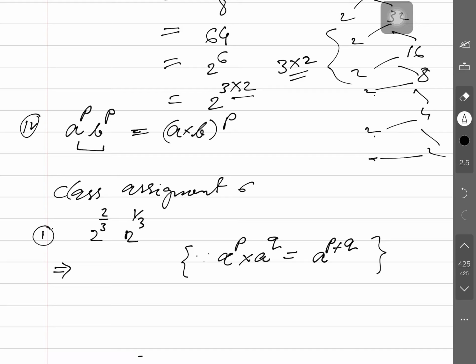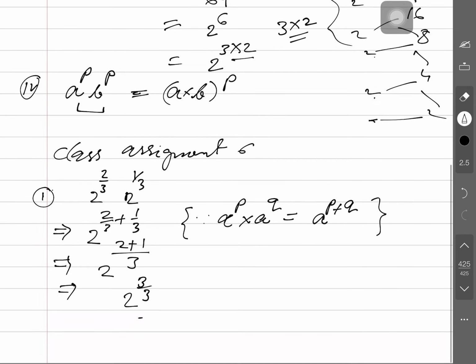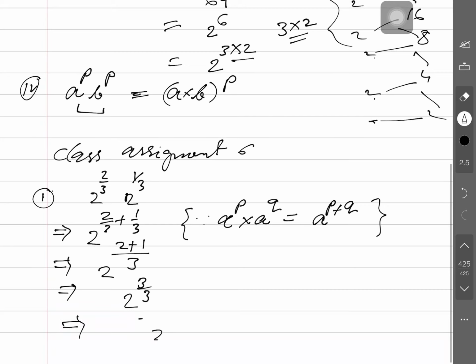Here the next step: 2 to the power 2 by 3 plus 1 by 3. Now add them please. The denominator 3 is common, 2 plus 1, so 2 to the power 3 by 3. And this is to be solved further: 2 to the power 1, that is 2. That is the answer.